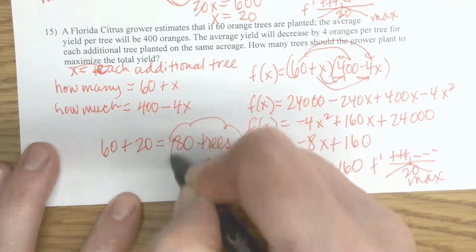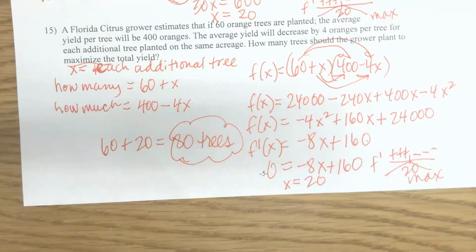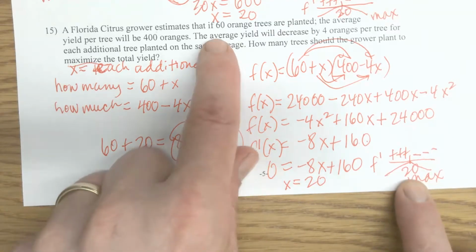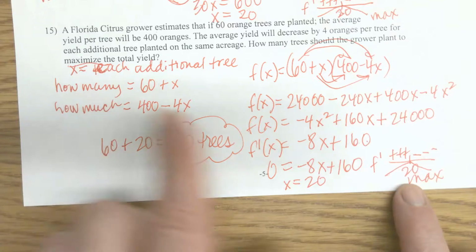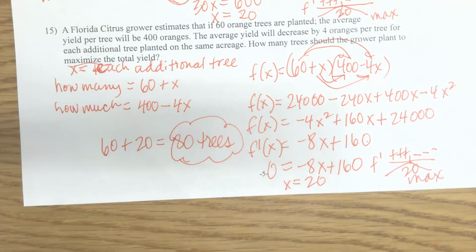So I just have to pick out the one that I'm interested in for that. If they would have asked how many additional trees should the grower plant, then I would say 20 additional to the original 60, but they asked how many total, so it's the 60 plus the 20, 80 total. All right, so that is the how many, how much. Again, your job is to finish your worksheet packet and prep yourself for your test tomorrow.